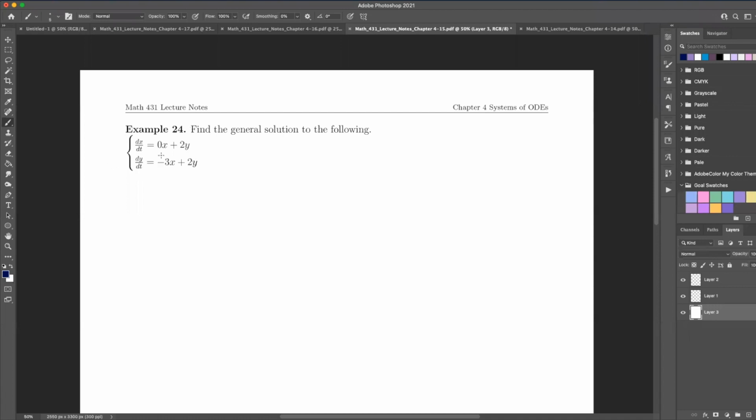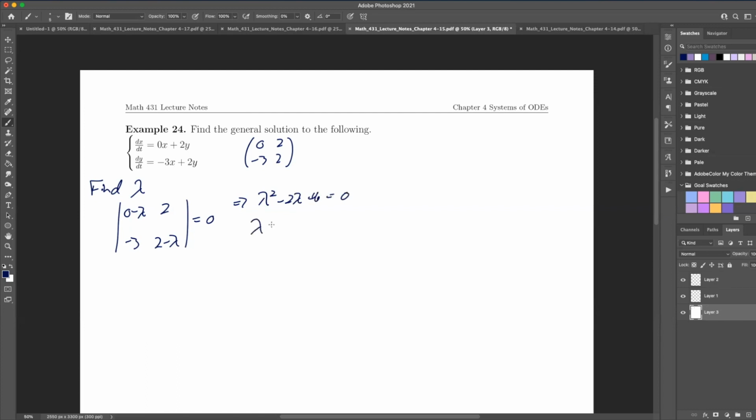So here and here, I made it very clear. I put a 0 here. So let's go ahead and rewrite this. Our matrix here is 0, 2, minus 3, 2. So we're going to find our eigenvalues. We're going to find lambda. And so here I'm going to take 0 minus lambda, 2, minus 3, 2 minus lambda. Let's set that equal to 0. That's going to give me lambda squared minus 2 lambda plus 6 equal to 0. And that's going to give me lambda here is 1 plus or minus i square root 5.